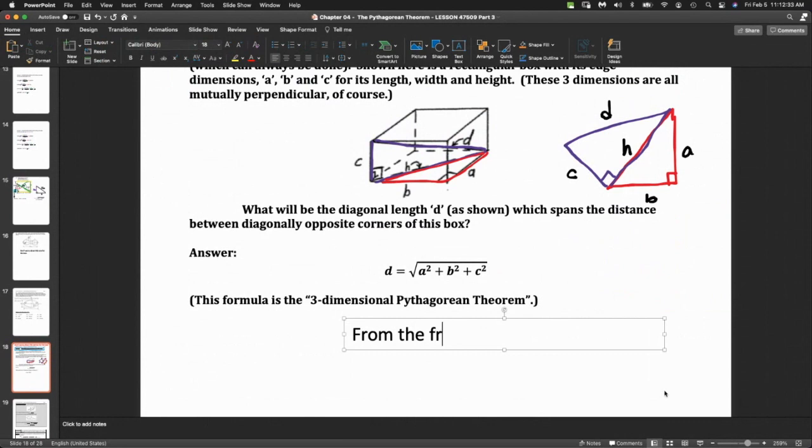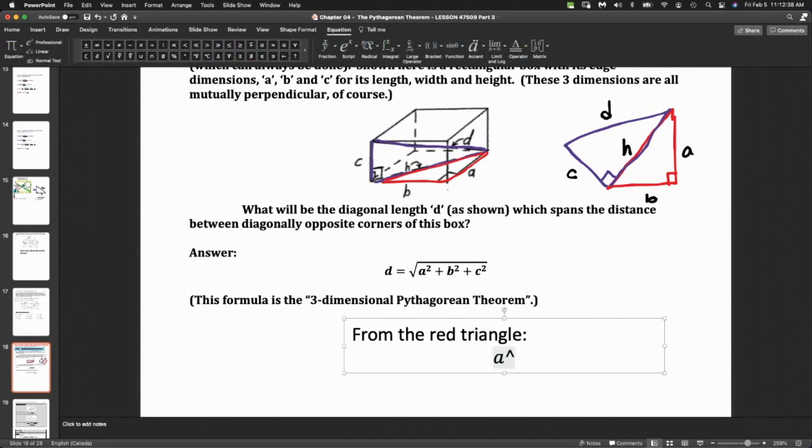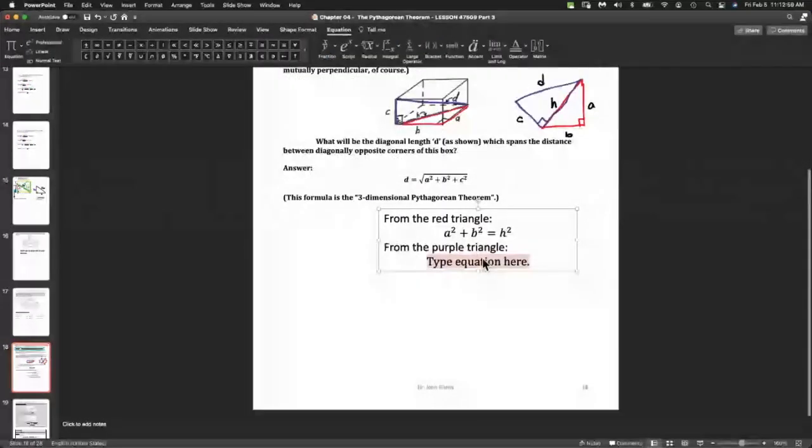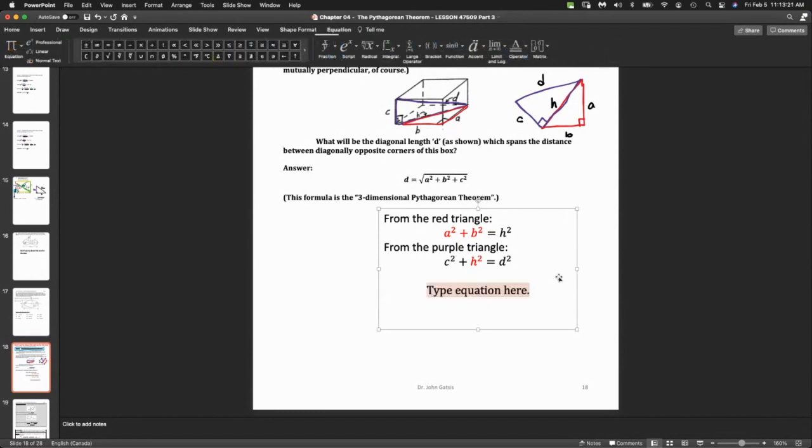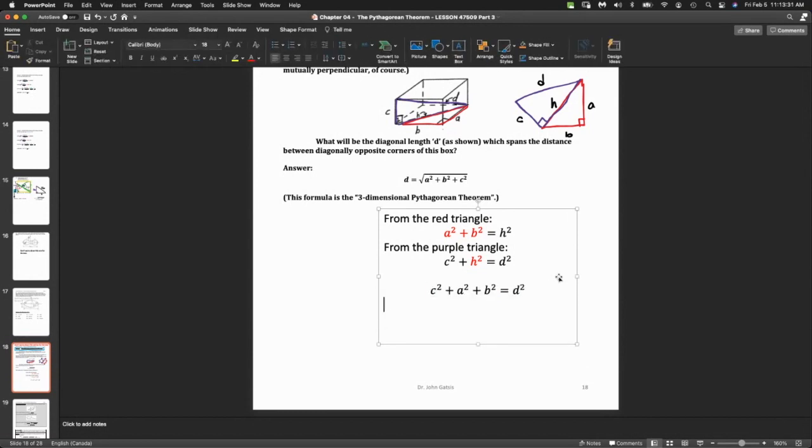From the red triangle, we know that a squared plus b squared equals h squared. From the purple triangle, we have c squared plus h squared equals d squared. And there it is, my friends. What you can do is, you see h squared here? H squared is equal to a squared plus b squared. I'm going to replace this h squared with a squared plus b squared. And then you're in the home stretch. Let's write that backwards.